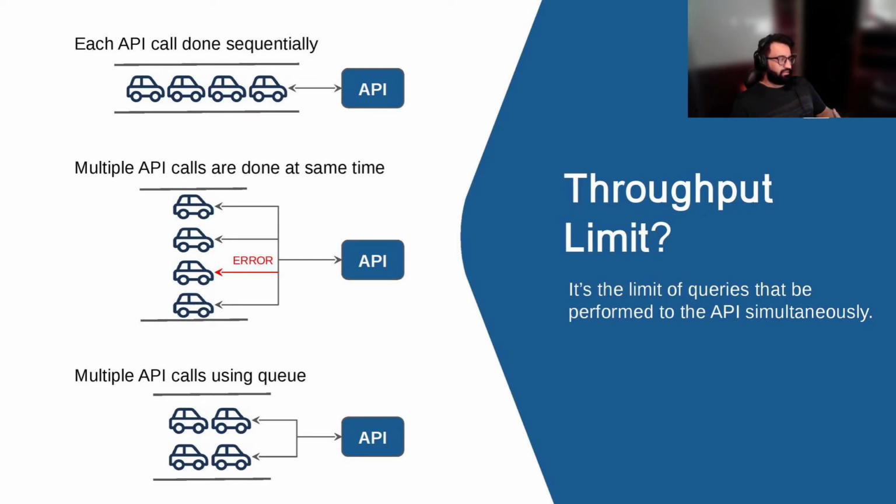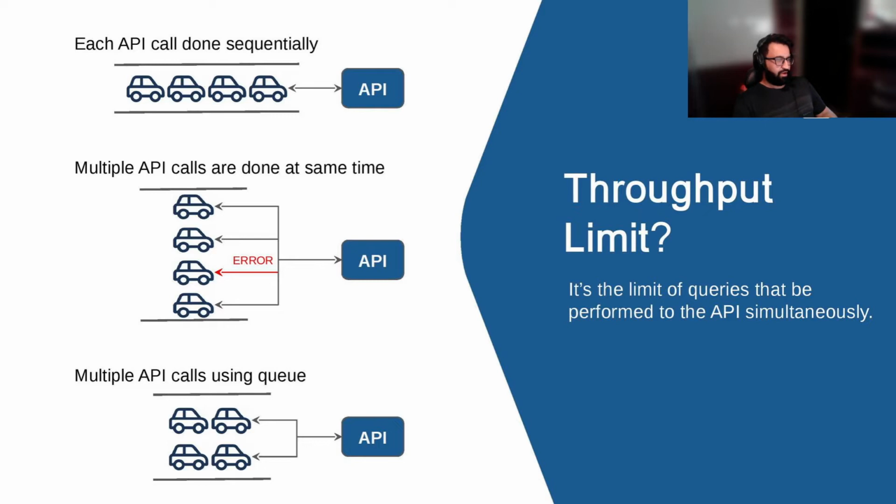So, what is this limit that I'm talking about? This is the limit of calls that you can perform to the API simultaneously. Let's imagine that you are getting a list of 100 devices and you plan to add data to each one of these devices.